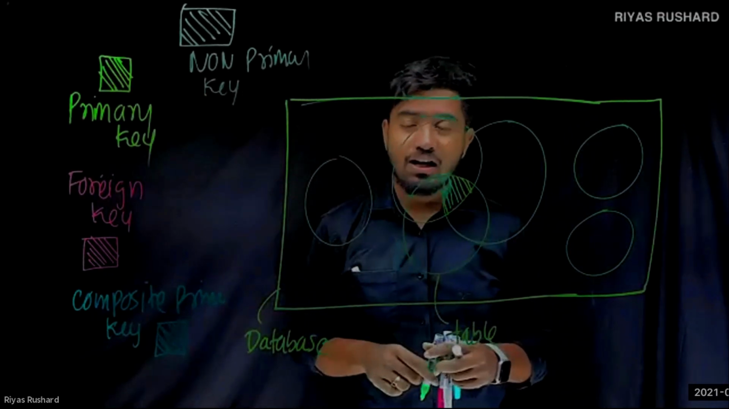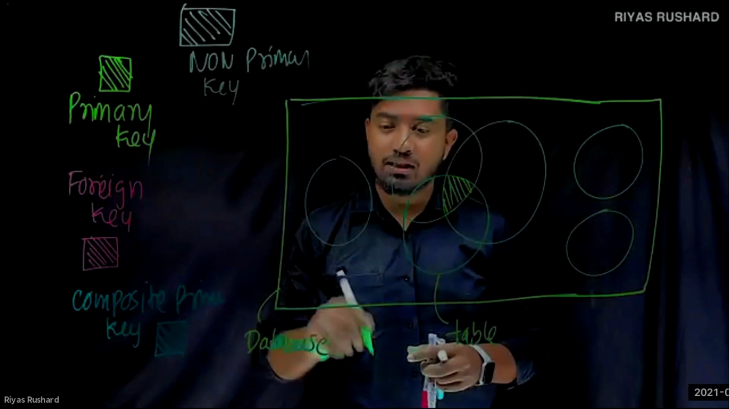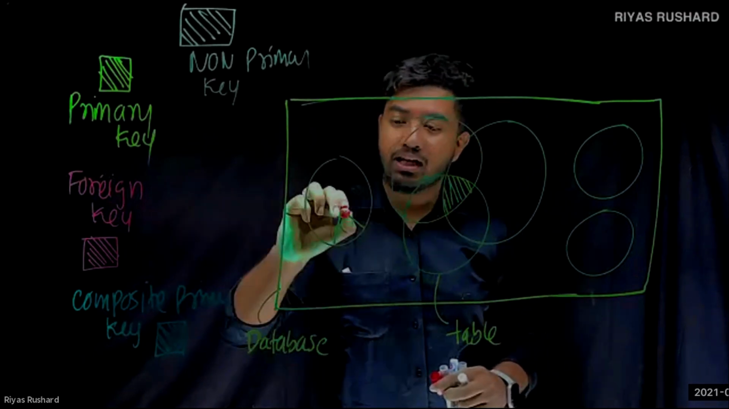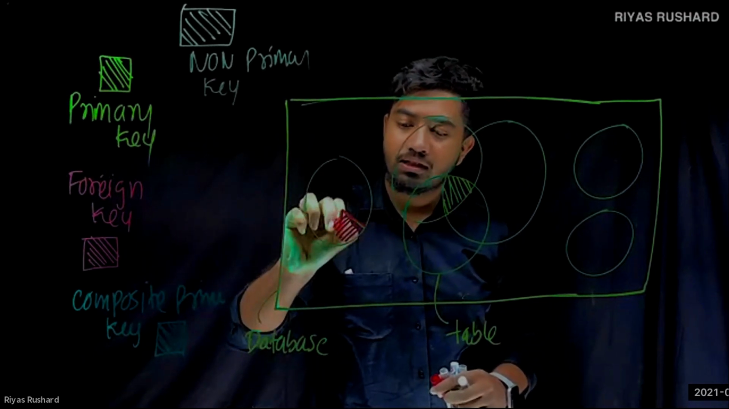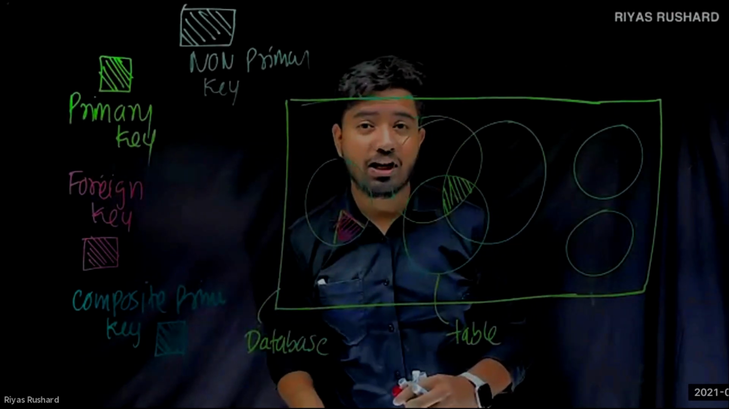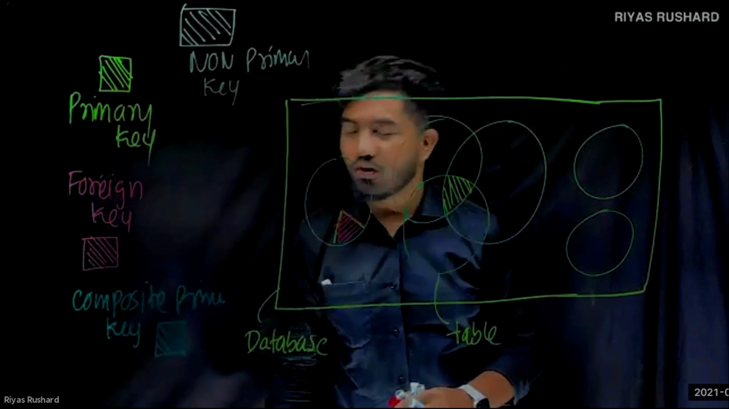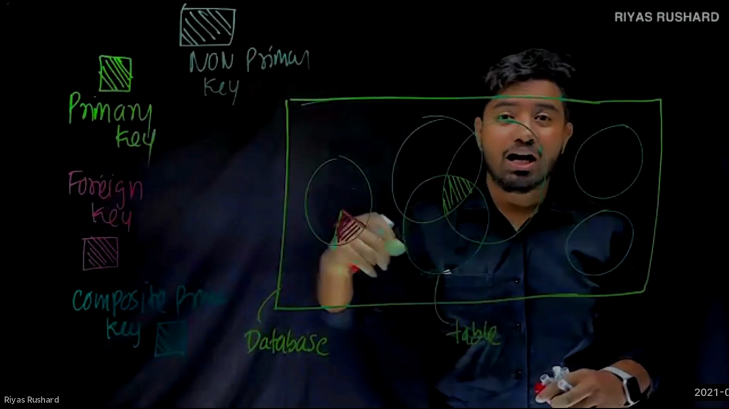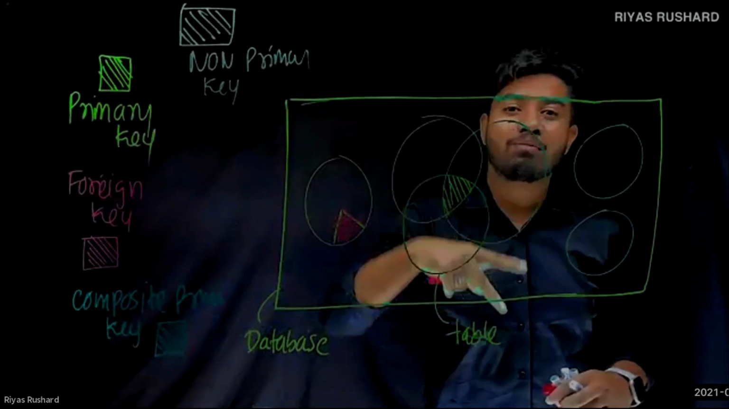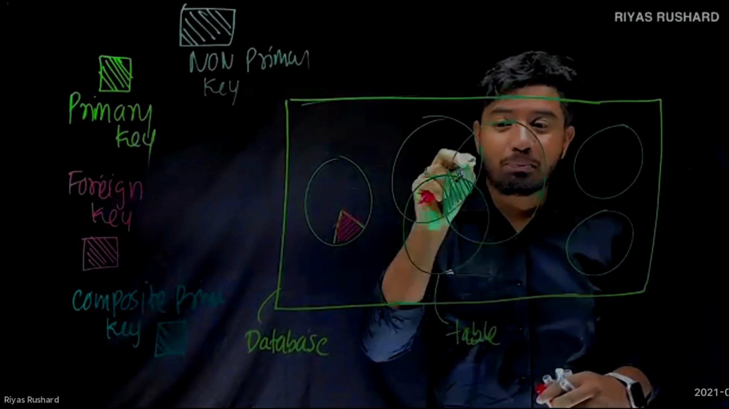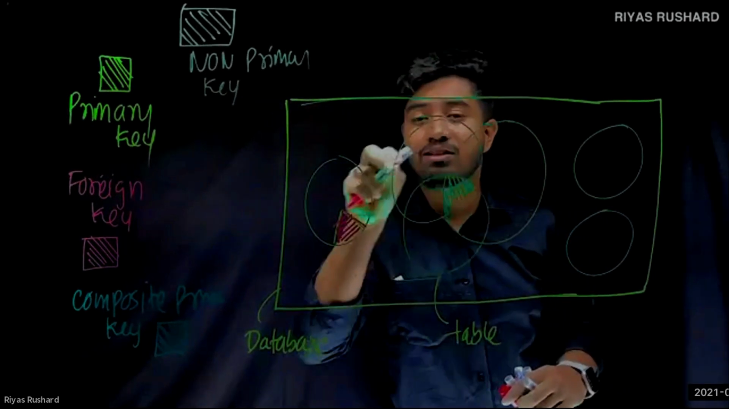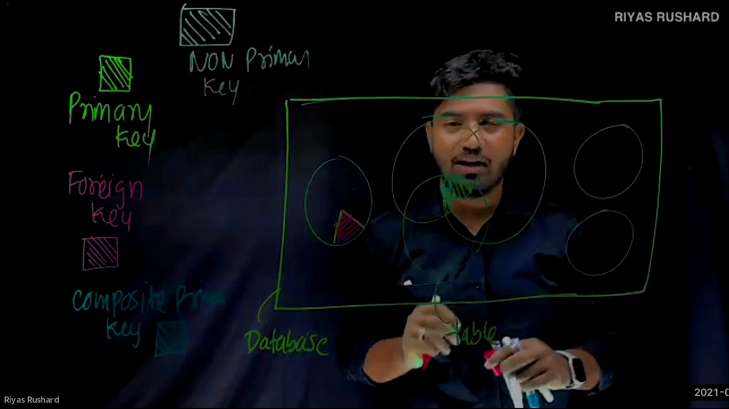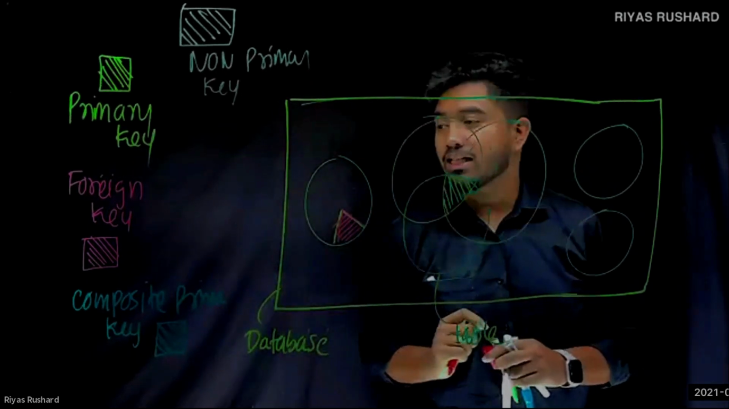If I use this primary key in another table as a reference, I call it a foreign key. I'm using the customer ID in the account table. I am using the student ID in the payment table. If I use the primary key of one table in another table, I call this a foreign key. We'll do a practical now so you have an idea.